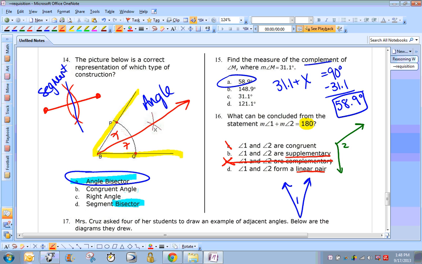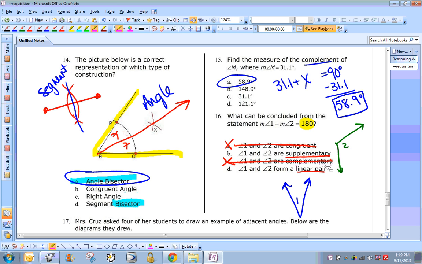You know it's not congruent because if we were saying 1 and 2 are congruent, we would just put an equal sign in between them. But we don't have that. We just know they add up to 180. So it's either B or D. However, it doesn't specify that it is in a straight line and that the angles are adjacent. So we cannot assume that it's a linear pair.